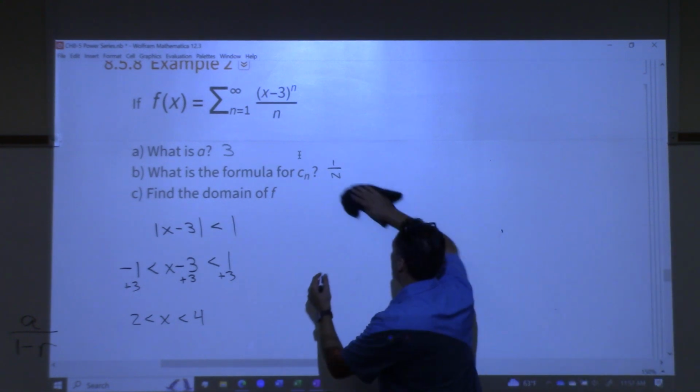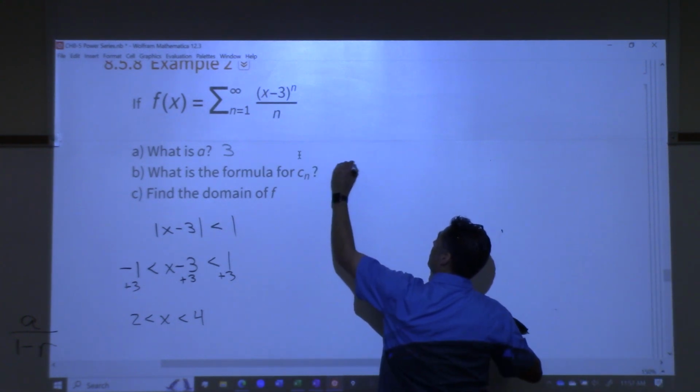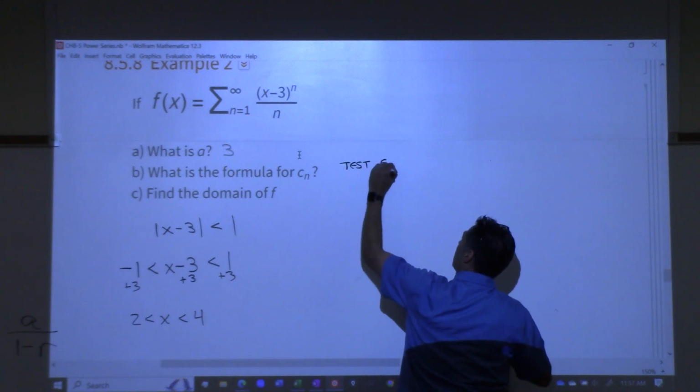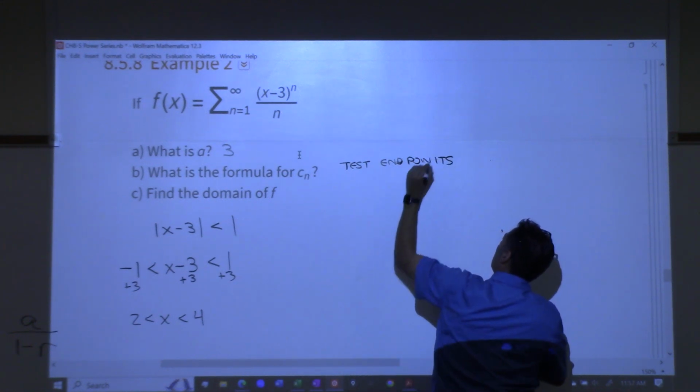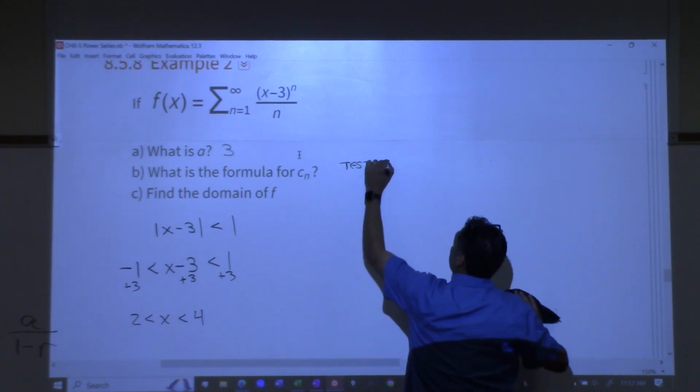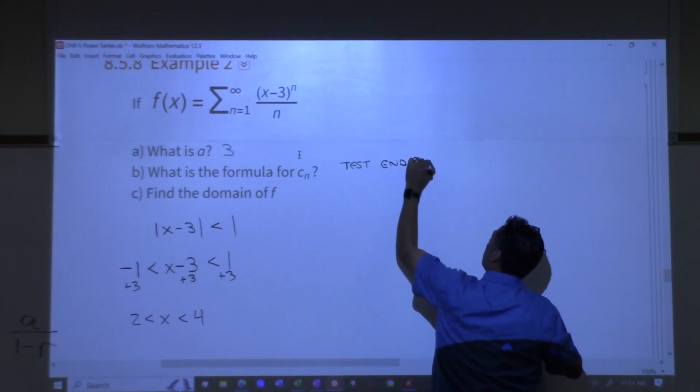Okay, so now checking endpoints. Test or check endpoints. I can't spell, can't write endpoints.